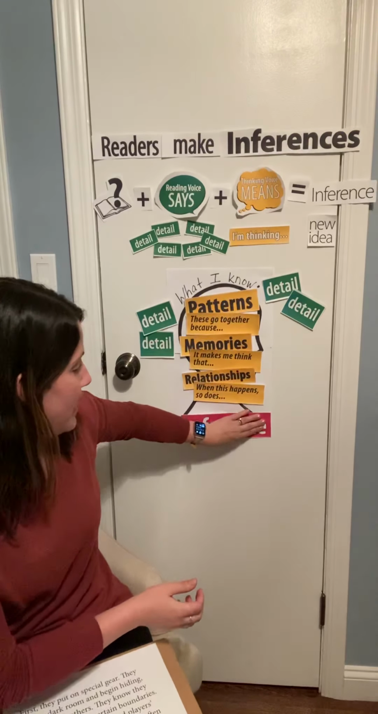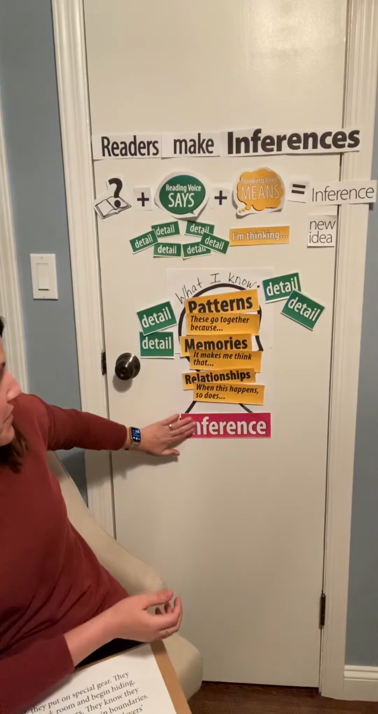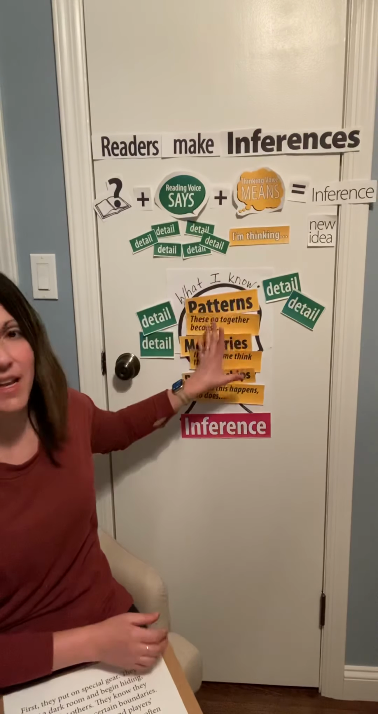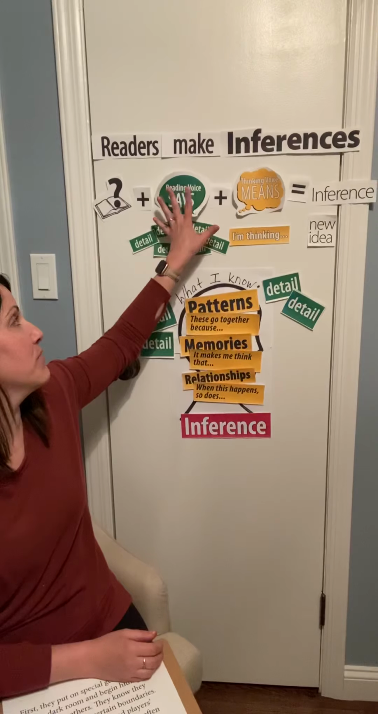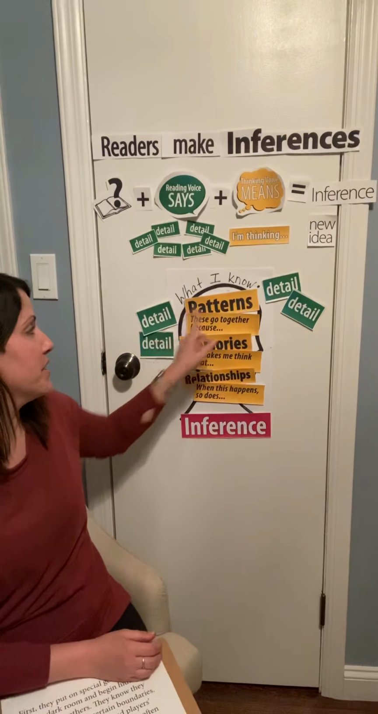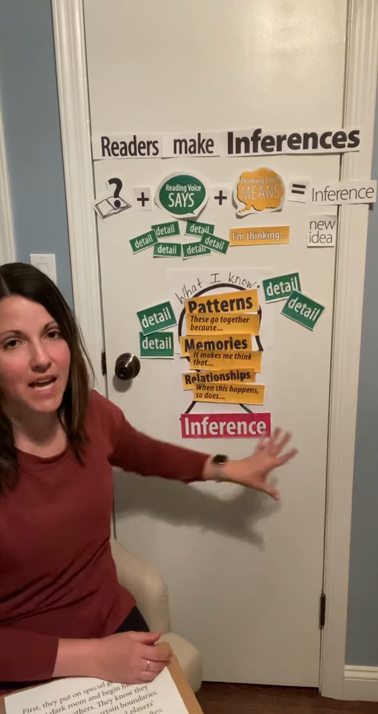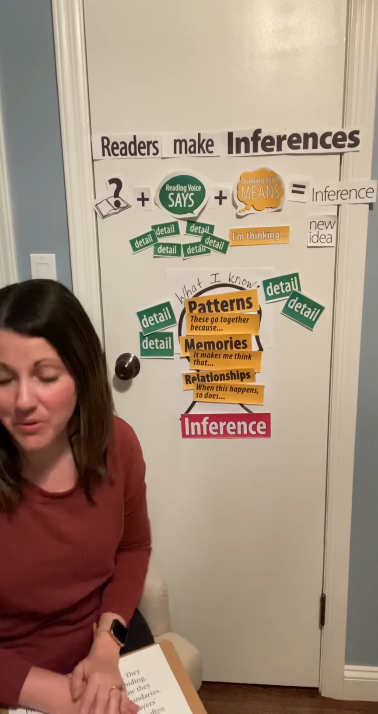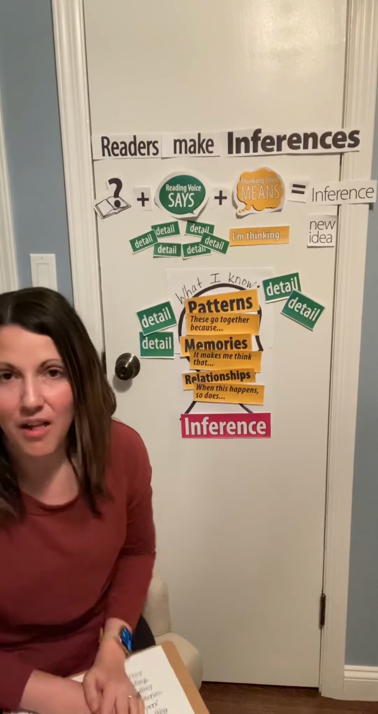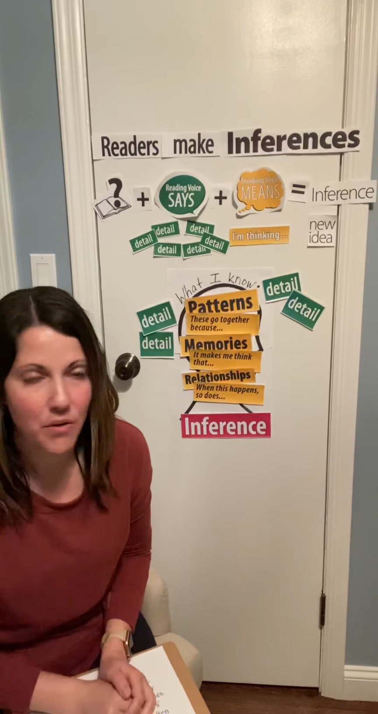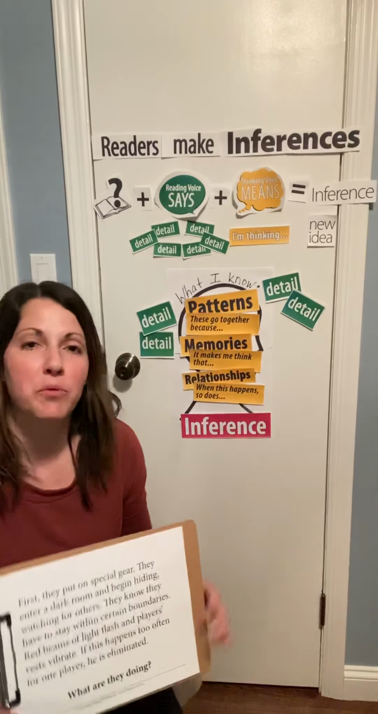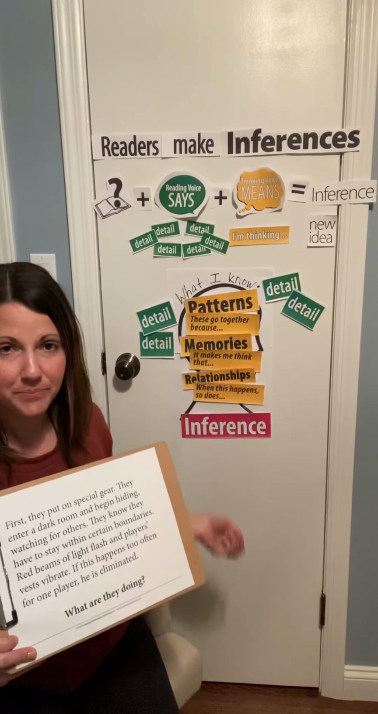Okay? And I tried to color code these for you, so we have the thinking voice things being kind of like yellow, our reading voice or our text details are green, and that new idea is that bright pink inference down there. I don't have all my colored Post-it notes with me, but I did try to color code them just in the pens that I was using, so hopefully you can see that. Let's go through our passage and we'll practice doing this together.